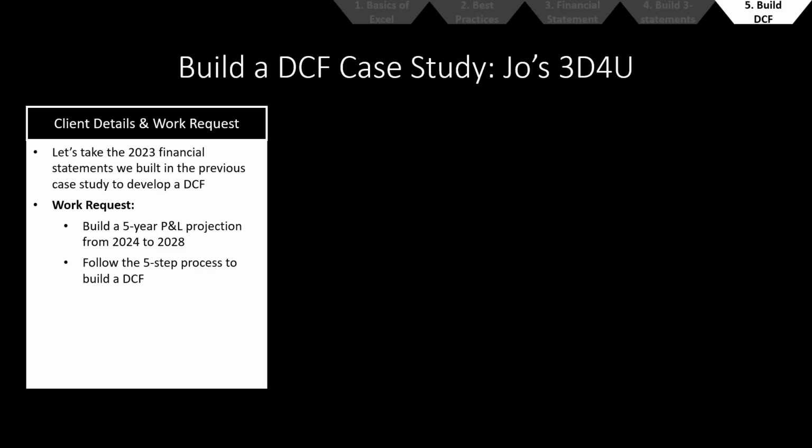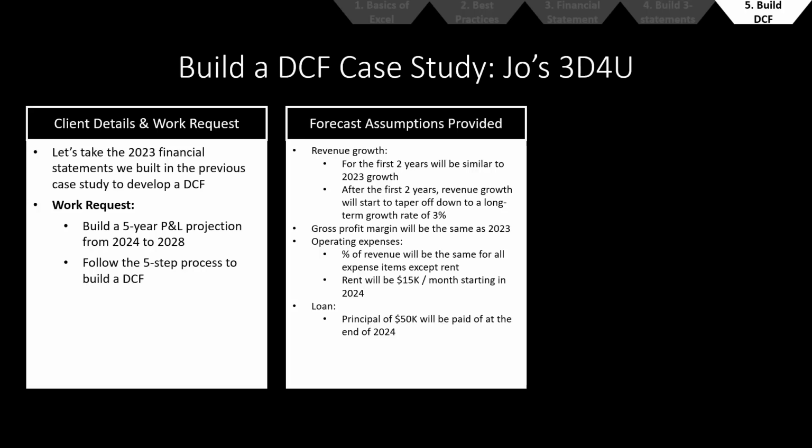So now we have 2 years worth of historical financial statements. Let's build a 5-year P&L projection starting from January 1st, 2024 for the next 5 years to the end of 2028. The revenue growth for the first 2 years will be similar to last year's growth, and then after that, the revenue growth will start to taper off down to a long-term growth rate of 3%.